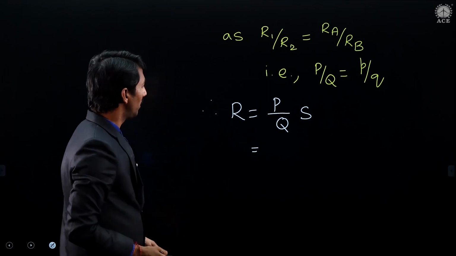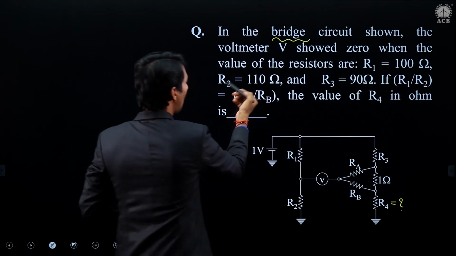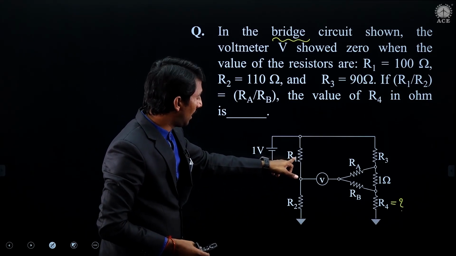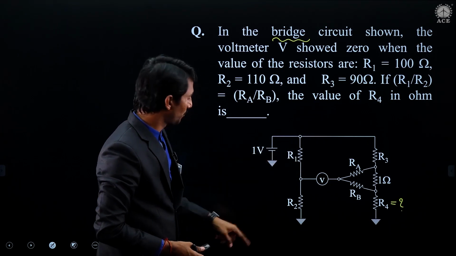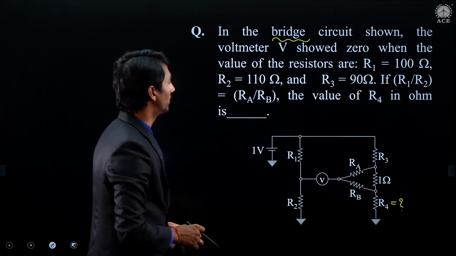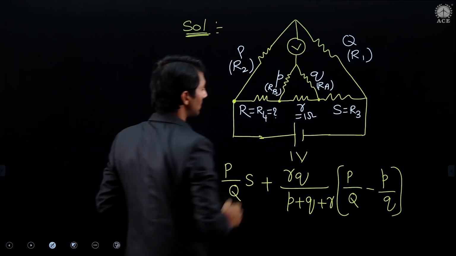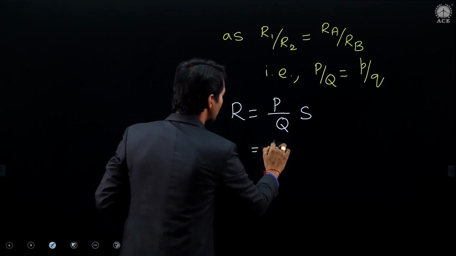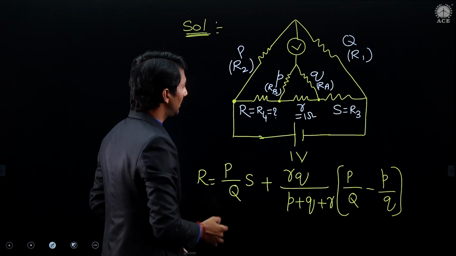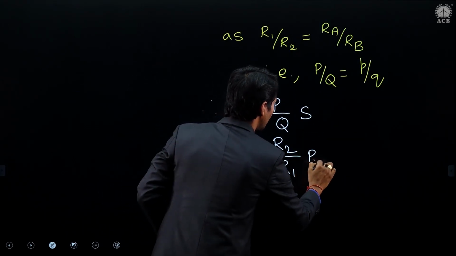Let us go back. What is P and what is Q here? R1 is 100, R2 is 110. What is R1 here? This is R1, which value? Q. This is R2, which value? 110. Nothing but R1, R2. So therefore here, what can we write? P is R2, Q is R1. Here, P is R2, Q is R1, S is directly R3. He has given S is R3.